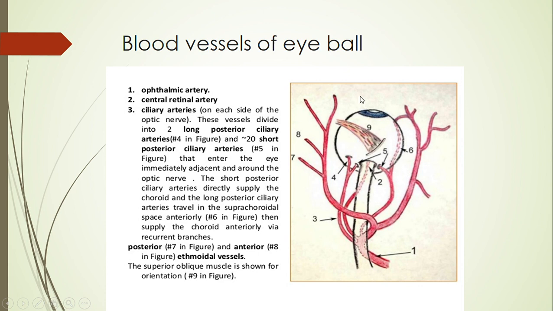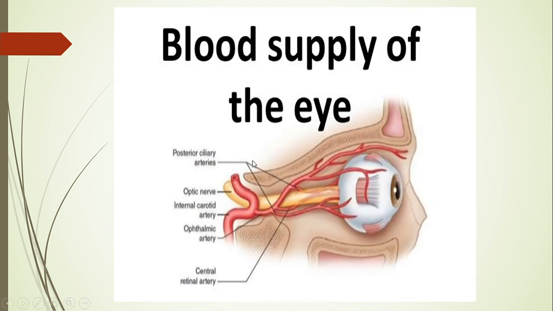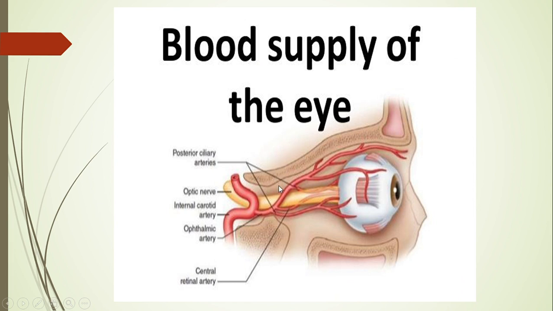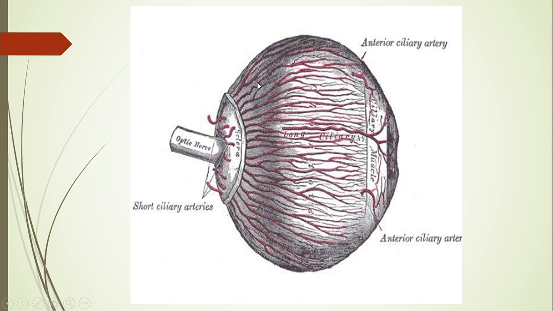So all these blood vessels contribute to the vascular layer, so it is highly vascular. This is the ophthalmic artery, which gives branches as ciliary vessels and the central artery of retina. This is the same diagram in a side view. In this diagram you can see the collection of long and short ciliary vessels and the anterior ciliary vessels. This is the vascular coat. You can see the highly vascular region.